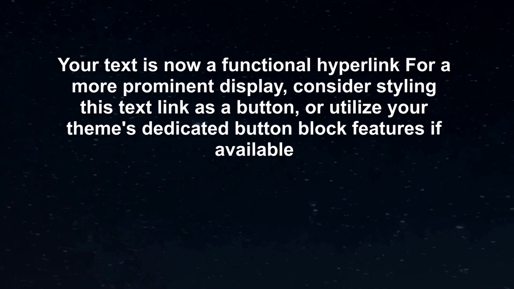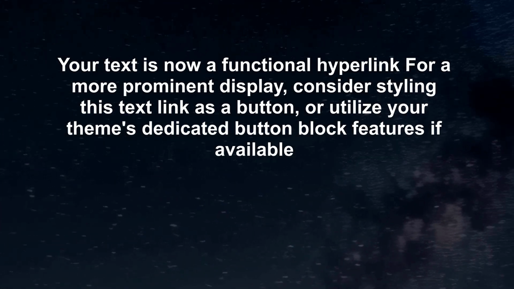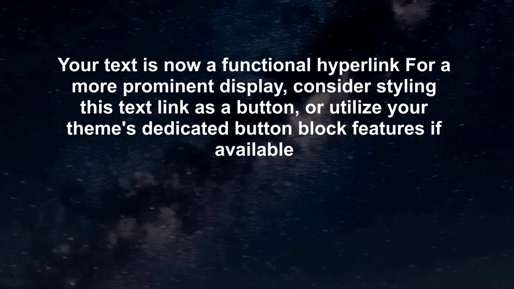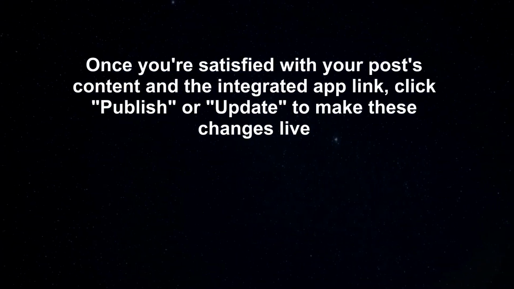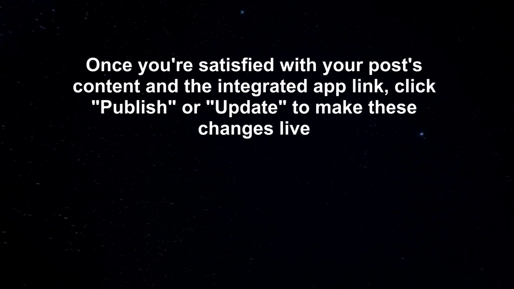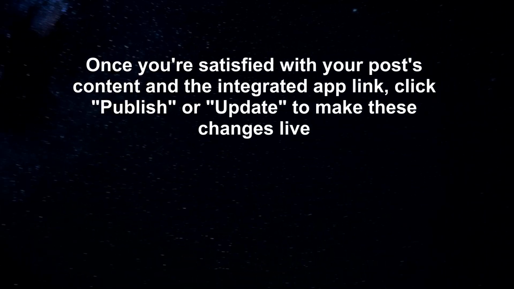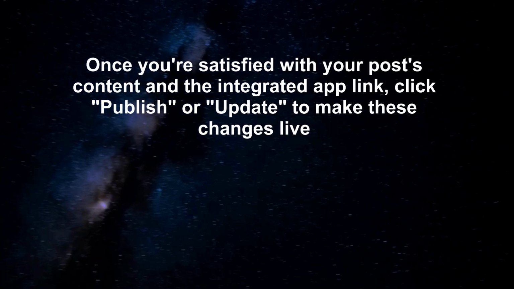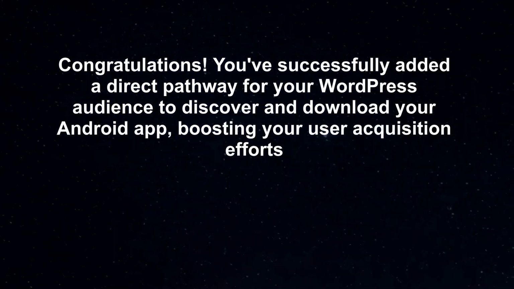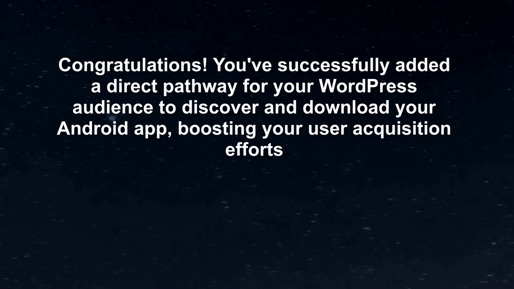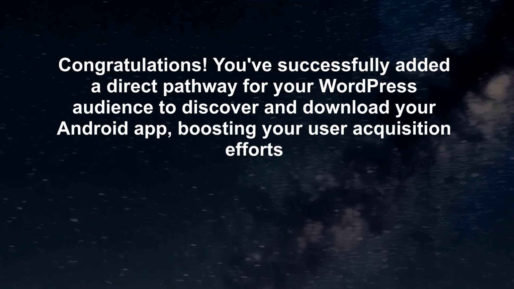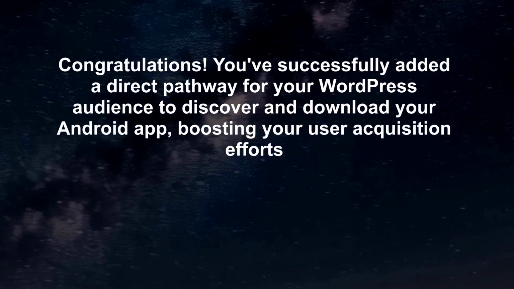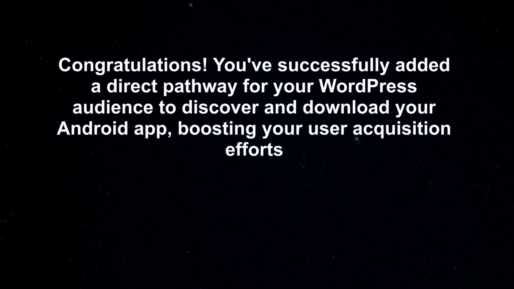For a more prominent display, consider styling this text link as a button, or utilize your theme's dedicated button block features if available. Once you're satisfied with your post's content and the integrated app link, click Publish or Update to make these changes live. Congratulations! You've successfully added a direct pathway for your WordPress audience to discover and download your Android app, boosting your user acquisition efforts.